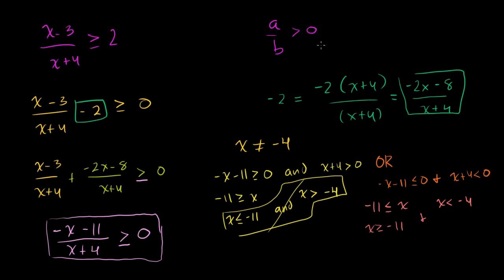And I can draw the number line again. We have to be greater than or equal to minus 11, so that's minus 11 there. We could be equal to it or greater than, but we have to be less than minus 4. So this is minus 4. We can't even be equal to minus 4. That will make our denominator 0, or our whole expression undefined. And so this is our solution set: anything right here that I've shaded in, including minus 11, but not including minus 4.